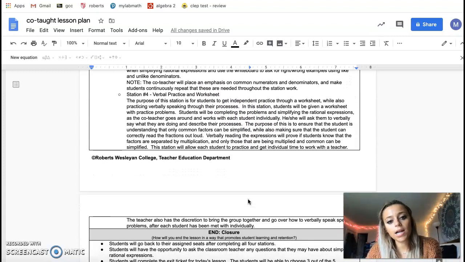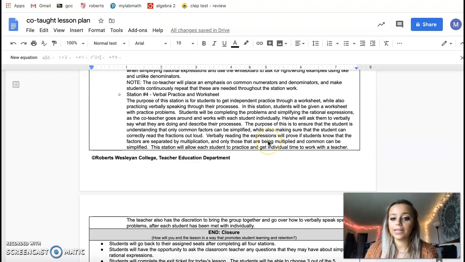And station 4 is verbal practice and worksheets. The purpose of this station is to get independent practice, but also work with a co-teacher. The students will be working independently on a worksheet, which I will show you, but there's going to be a co-teacher at this station who goes around and works with each one of the 6 kids independently. The purpose is to have the students speak their process to the co-teacher.